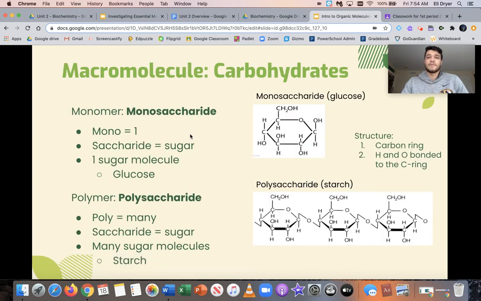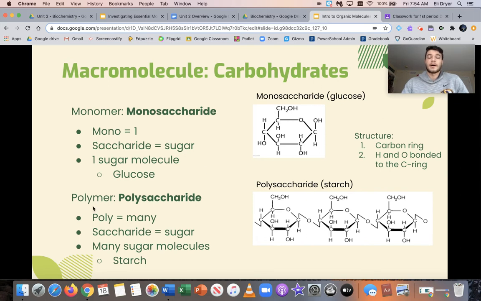So first off, let's look at the monomer. And remember, a monomer is just a smaller subunit, a smaller molecule that can be bonded together to build a larger molecule. So for carbohydrates, the monomers are monosaccharides. Let's break monosaccharide down. Mono means one, and saccharide means sugar. So monosaccharide means one sugar molecule. And an example of a monosaccharide, again, is a glucose. It is one sugar molecule.